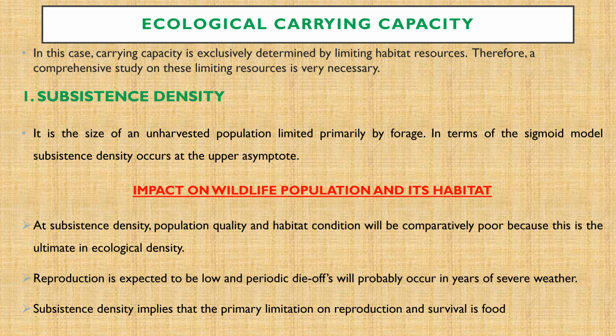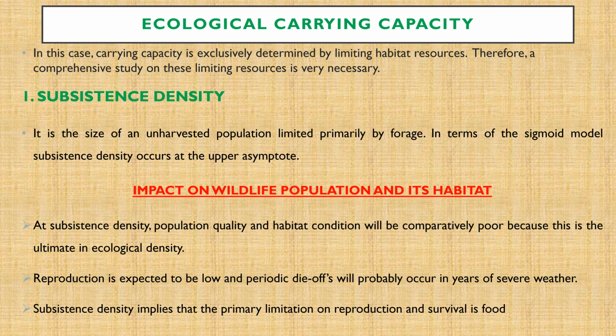So under ecological carrying capacity, we start by looking at the subsistence density, which is the size of an unharvested population limited primarily by forage. Subsistence density also exhibits some impact on the wildlife population and its habitat. These factors include: 1. At subsistence density, population quality and habitat condition will be comparatively poor, because this is the ultimate in ecological density. This arises because of overexploitation and degradation of the habitat and overexploitation of food.